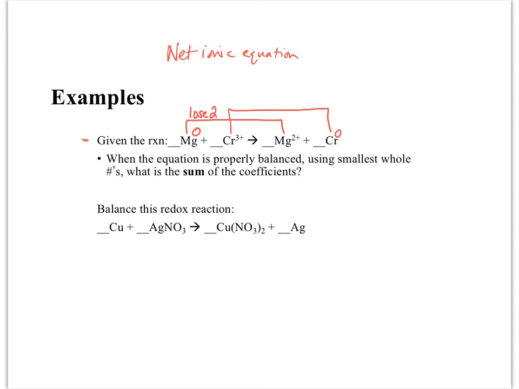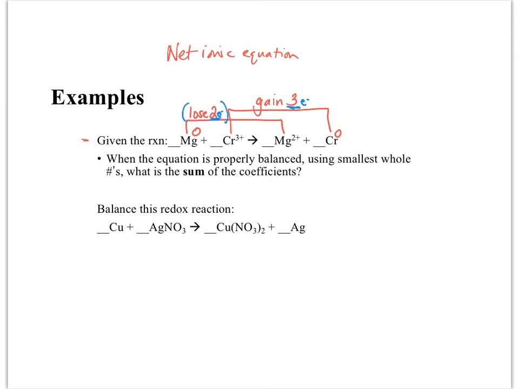Now look at our chromium. Our chromium started out as a +3 and it went to a 0. So it gained 3. Now, if you look at these and they are not the same, then this equation is not balanced. And we need to multiply one or both of these elements by some number that will get those electron numbers equal to one another. So that's 2 electrons, 3 electrons. So if I have a 2 and a 3 in an equation, what can I make them both equal to? I can make them both equal to 6.